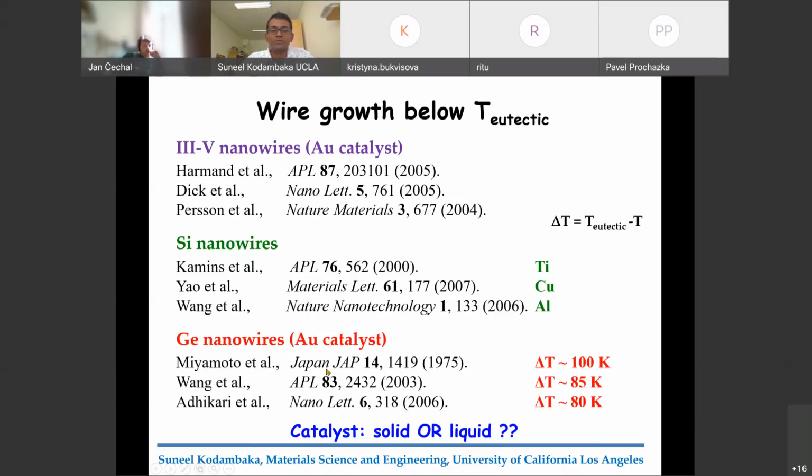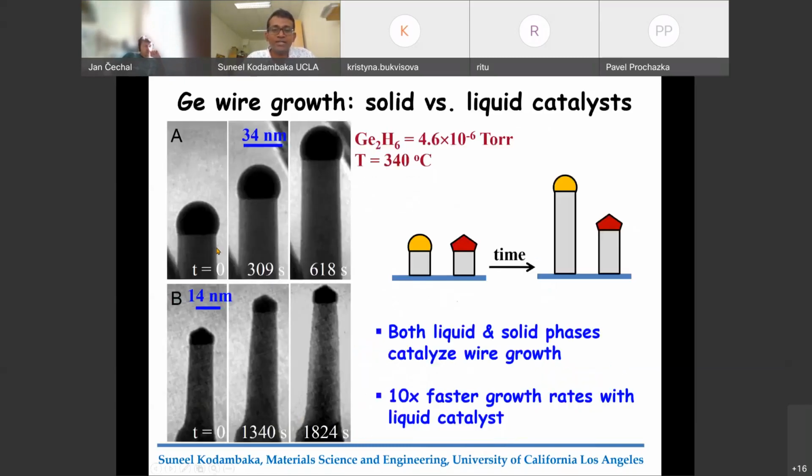And so the question was, is the catalyst a solid or a liquid? And it turns out that you can grow germanium nanowires both with a liquid droplet and using a solid catalyst as well. So you can have a VLS process or a VSS process, but the growth rate is significantly different. It's 100 times faster with the liquid droplets as the catalyst rather than a solid catalyst, solid 10 times faster.